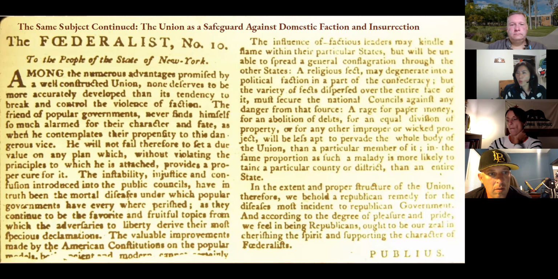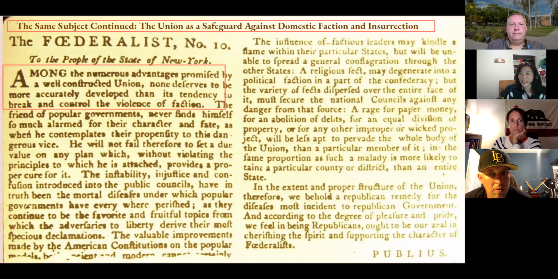And so what is Federalist Number 10 about? Why is it so important? Does anybody have any idea? I can give a little spoiler alert. It's actually in the title and in the first sentence. What is Federalist Number 10 about? One main theme.